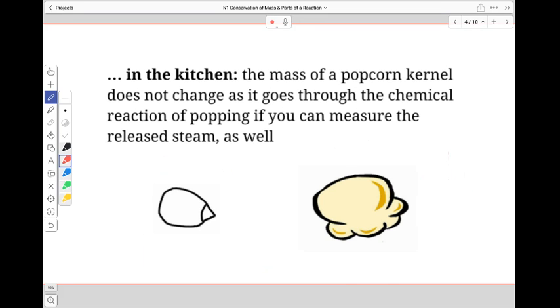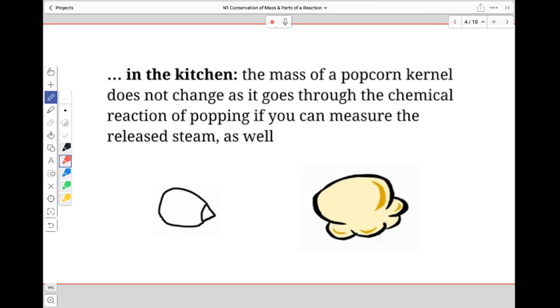So in the kitchen, and we did talk about this a little bit the other day. The mass of the popcorn kernel doesn't change as it goes through a chemical reaction of popping, but you can measure the release in steam as well. So the kernel may not change its mass, but there's steam being produced, and as a result of that, there is this chance that we could see a change in mass.